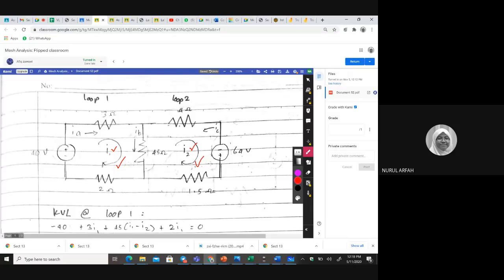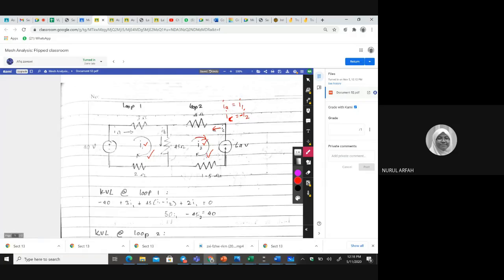But you need to point out what IA is equal to. IA equal to I1, right? Because they are in the same direction. And then I2 is equal to this, better put IC here. IC is equal to negative I2, right? A negative sign because this is going this way, but IC is this way. So it should be opposite direction. And then what is IB?